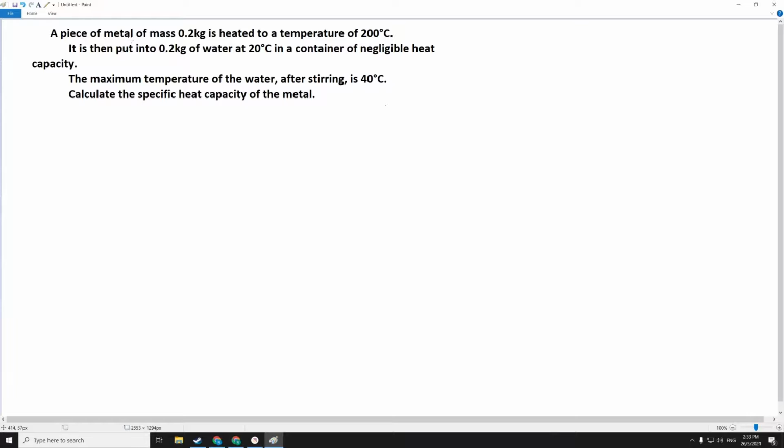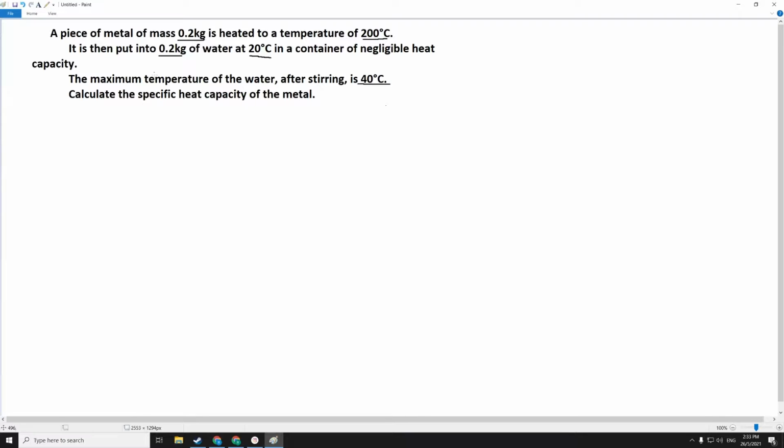A piece of metal of mass 0.2 kilograms is heated to a temperature of 200 degrees Celsius. It is then put into 0.2 kilograms of water at 20 degrees Celsius in a container of negligible heat capacity. The maximum temperature of the water after stirring is 40 degrees Celsius. Calculate the specific heat capacity of the metal.